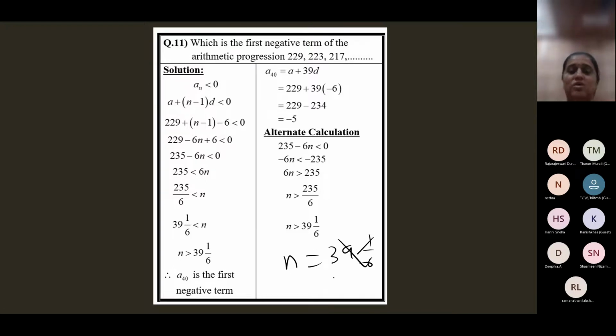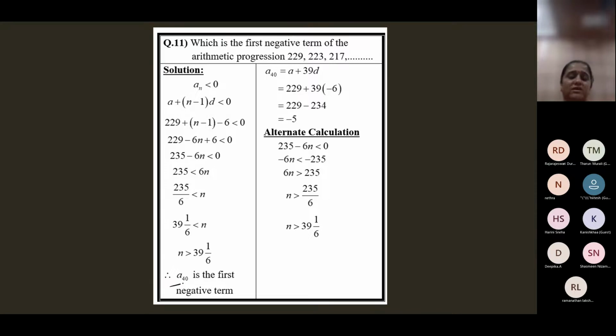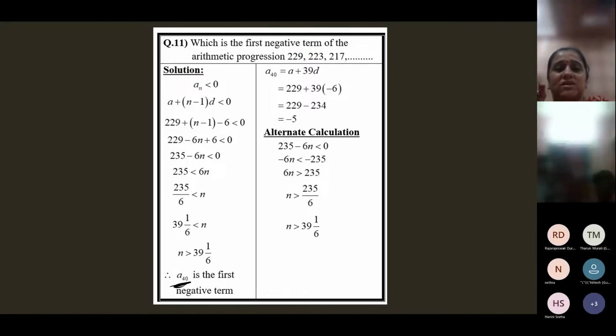If you're getting this, not possible. You're getting n should be more than 39 1 by 6. And what is that number? Immediately greater than 39 1 by 6 is 40. The number which is just greater than 39 1 by 6, the immediate natural number, is 40. N should be greater than 39, so 40 immediately. 41, 42, 43 are also greater than 39 and will also be negative terms, but the immediate one is 40.